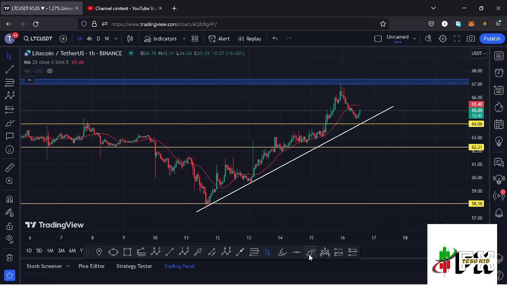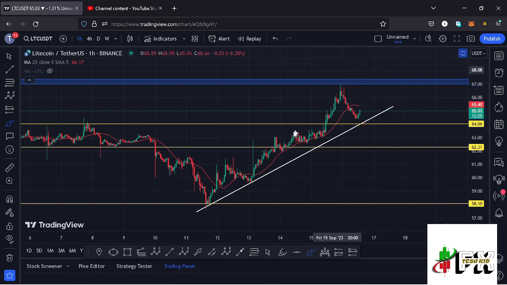And at the time of this recording, Litecoin is holding below the 20-day MA here on the 1-hour chart, which is now acting as resistance. We are also holding above support at around the $64.02 mark, which is also acting as support for us to continue gearing up.